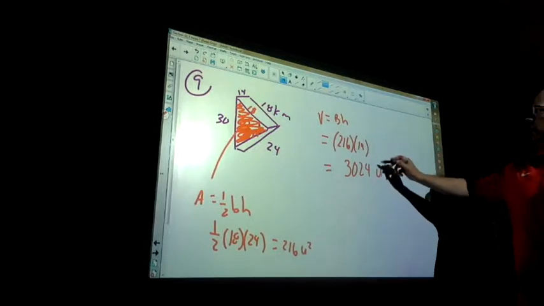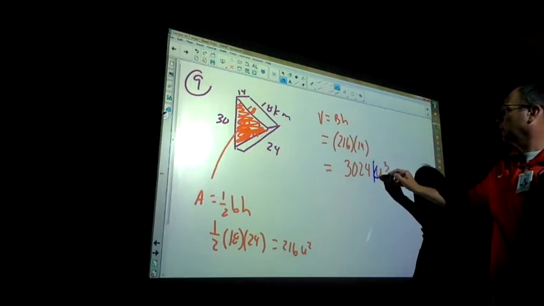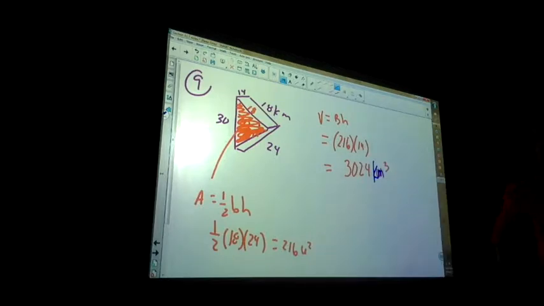Oh, yeah, it is kilometers. Sorry about that. I got so used to writing U. So kilometers cubed.